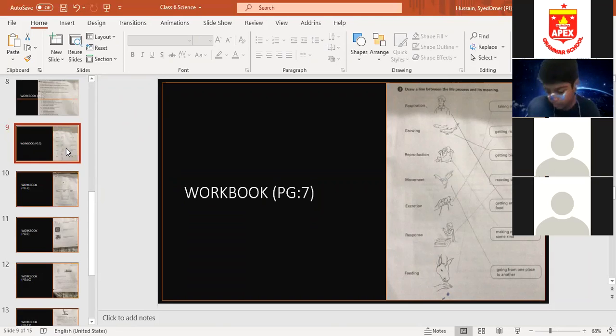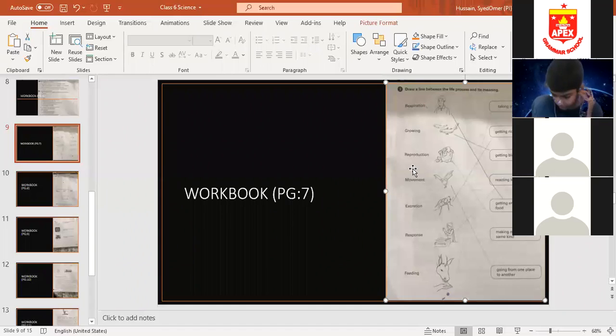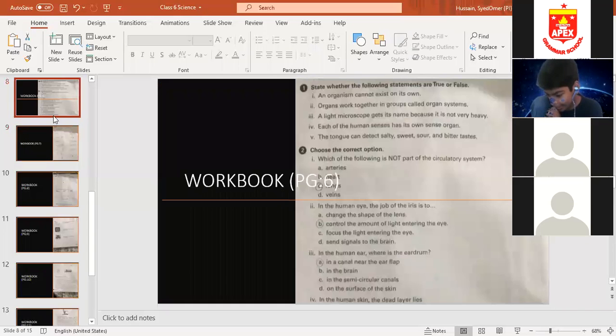Okay, now come to the next page, which I opened already. That is matching. So you have to do matching. Firstly, respiration. Respiration is getting energy out of food. Okay, I will change the page so that you cannot see. Why are all of you not unmuted? Unmute yourself, hurry up. Growing, getting bigger. Reproduction, making more of the same kind.